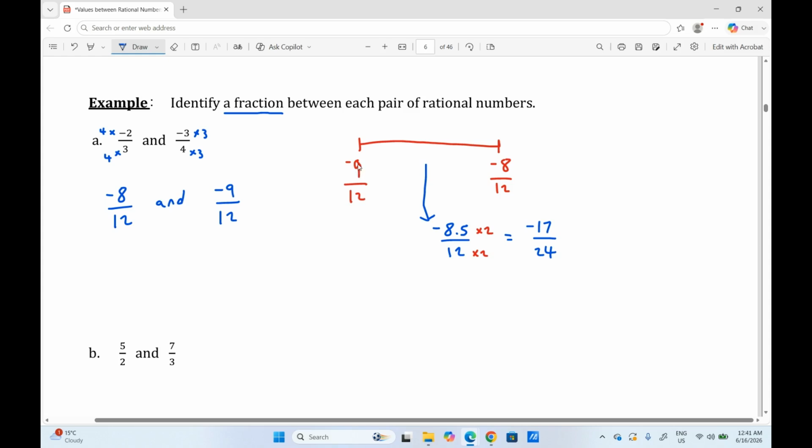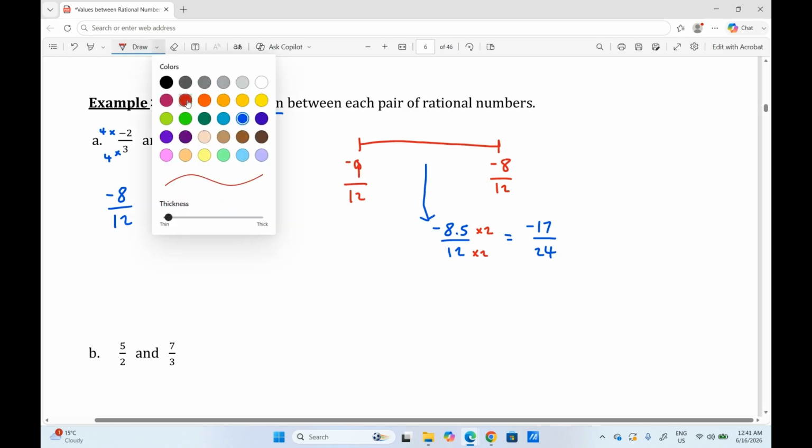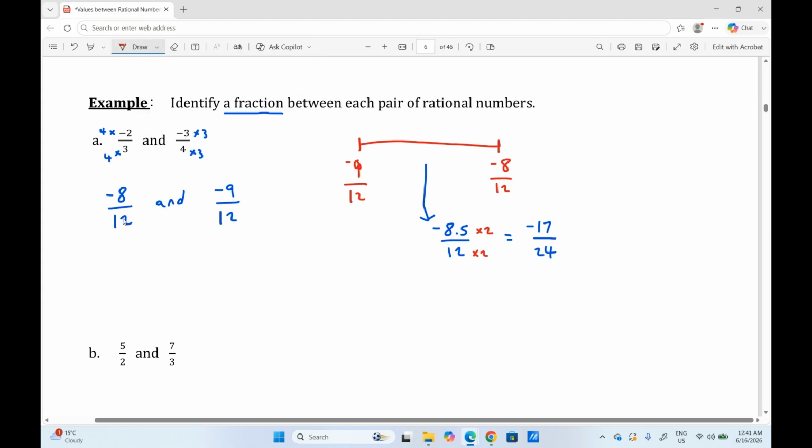You could have also just made these two numbers out of 24 as well. So if you times both top and bottom by 2 here, you could have just gotten negative 16 over 24. And then you would have gotten negative 18 over 24. And then by doing that, you would notice that negative 17 over 24 would be a number that would be between these pair of rational numbers.